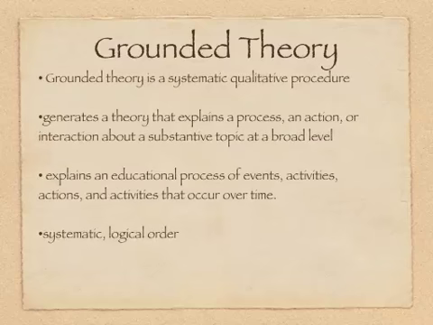The grounded theory. The grounded theory is just a very systematic, qualitative procedure. And what you do is you generate a theory that explains a process, action, or interaction about a topic at a very broad level, a large scope. This process theory explains the educational process of the events, the actions, the activities, or the interactions that occur over time. This whole process is very systematic and logical.